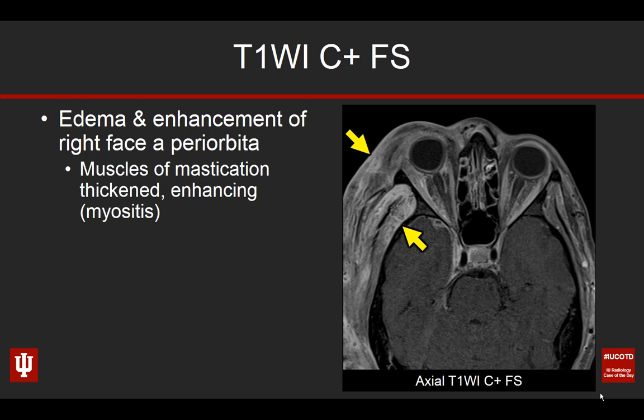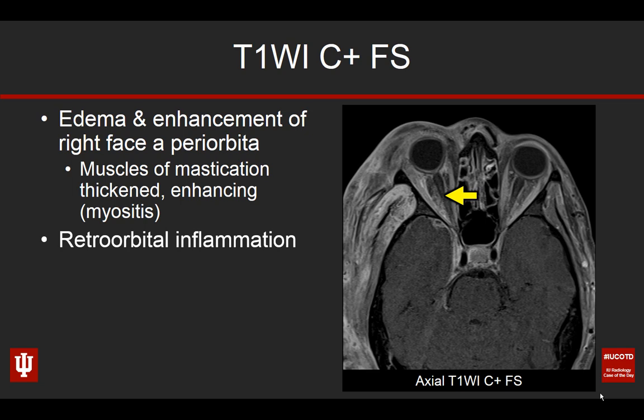So first up, we have our T1 weighted image, post-contrast fat saturated sequence. And what we can see is edema and enhancement predominantly involving the right face and periorbita. So you can see here we've got the muscles of mastication that are thickened and enhancing. We've got myositis. We've got all this subcutaneous edema and enhancement and potentially phlegmon. And it's also retroorbital. If you take a look, we can see this sort of strandy enhancement within the retroorbital soft tissues as well, within the intraconal space, where the arrow is pointing.